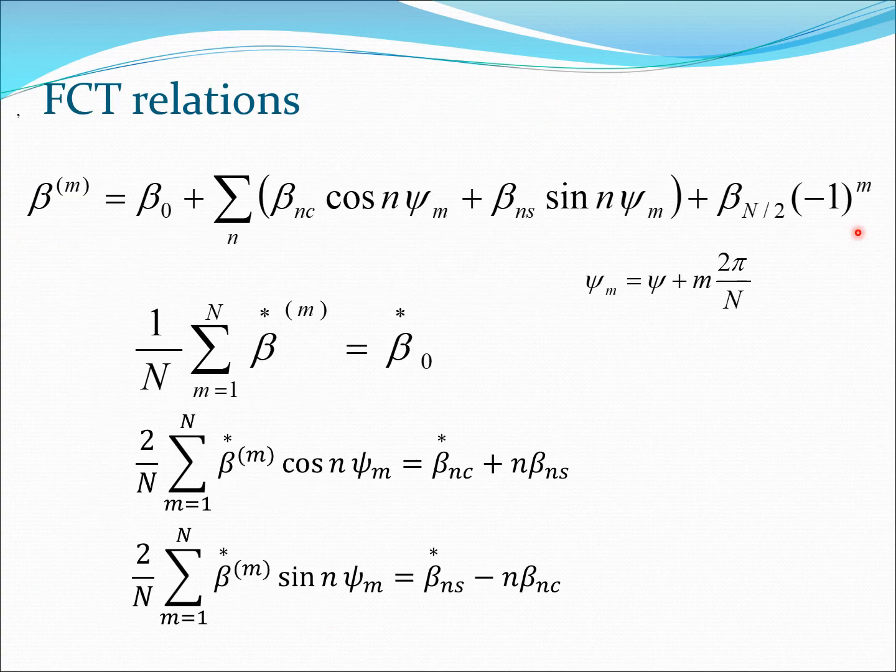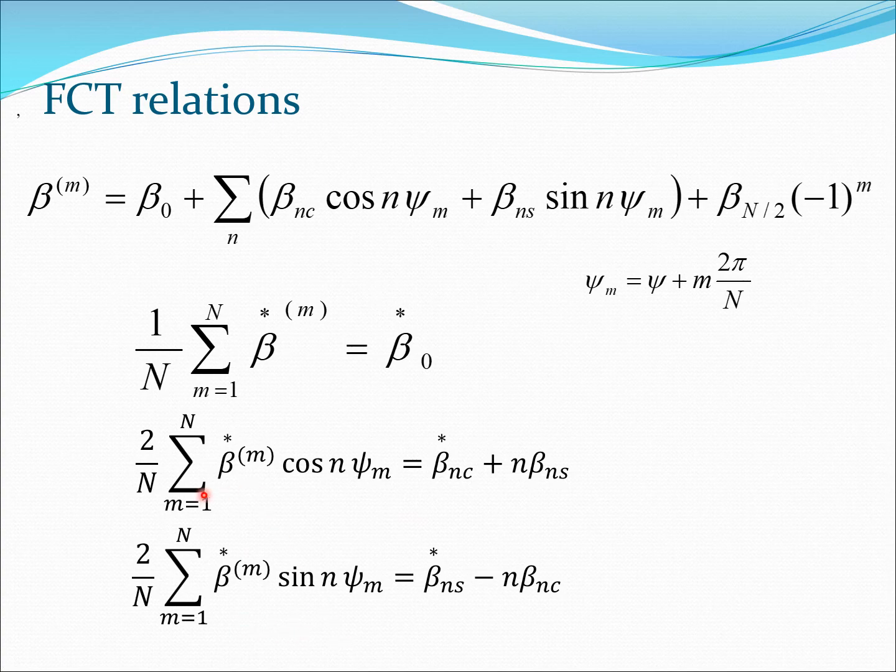If I take this equation, for example, which is for the FCT linking the rotating and the fixed system, I can get some important expressions for FCT. One is that 1 by n sigma beta star m will give us beta 0 star. Similarly, this equation, beta star m into cos n psi m, gives us this value here. So on the left hand side we have the rotating system values, on the right hand side we have the fixed system values. This is how you essentially operate on the equation.